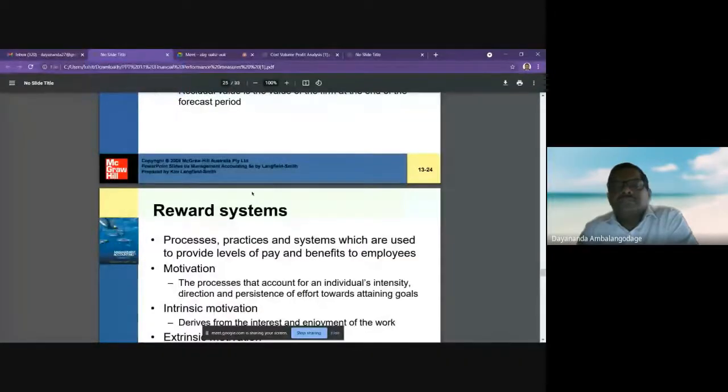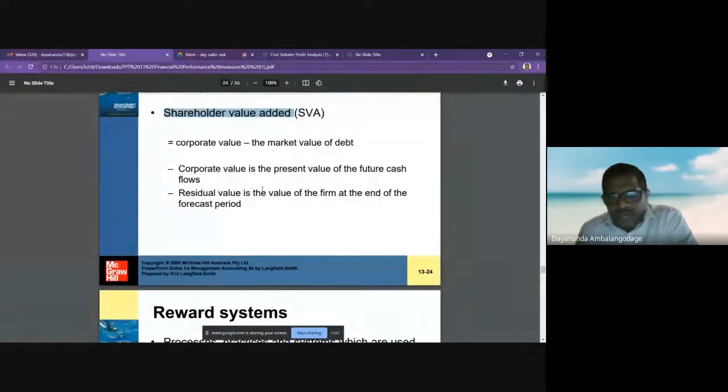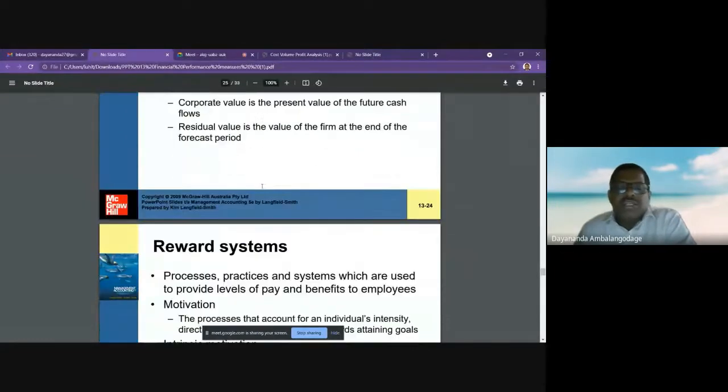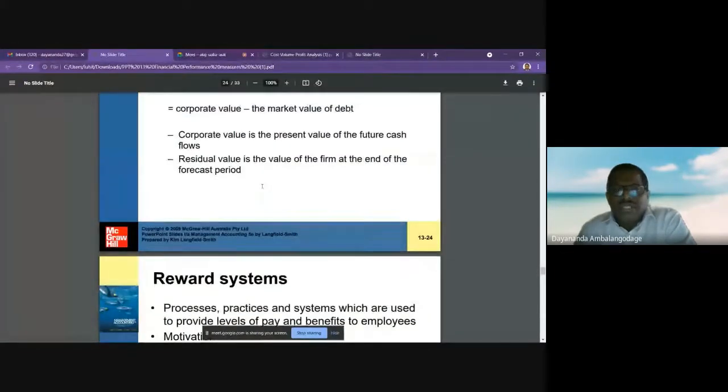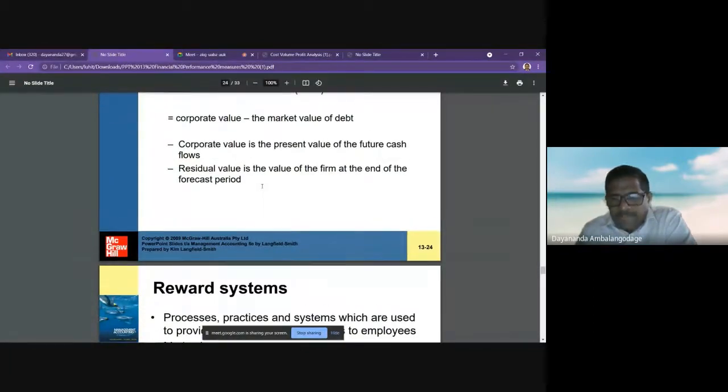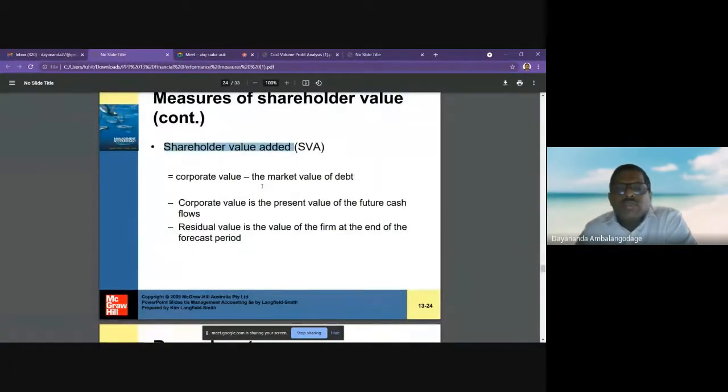We were discussing performance measurement based on financial measures. We have discussed three techniques basically. One is residual income. Another is ROI, return on investment. Then economic value added. So all these concepts were discussed from different perspectives.